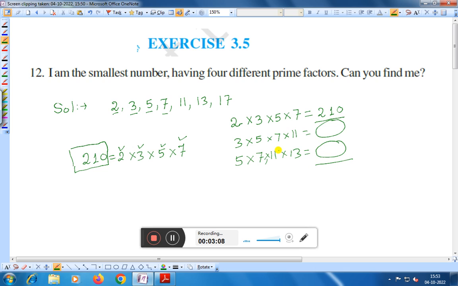Therefore, I am the smallest number, that is the smallest number is 210, and the 4 different prime factors are 2, 3, 5 and 7. This is the solution of question number 12.